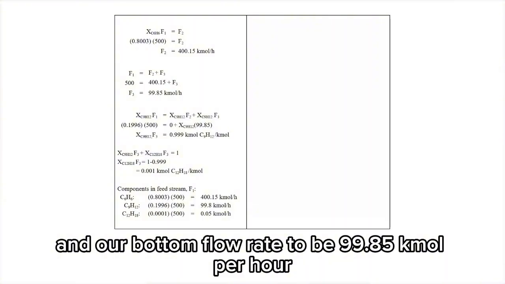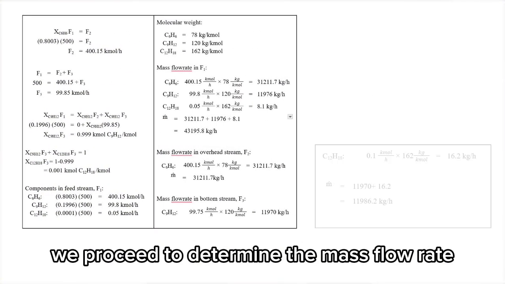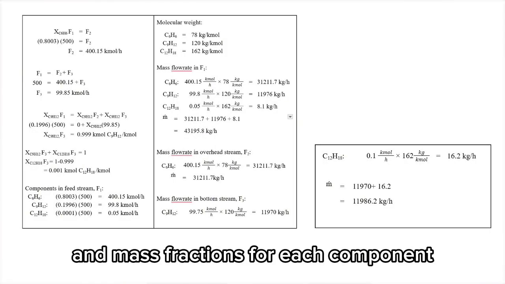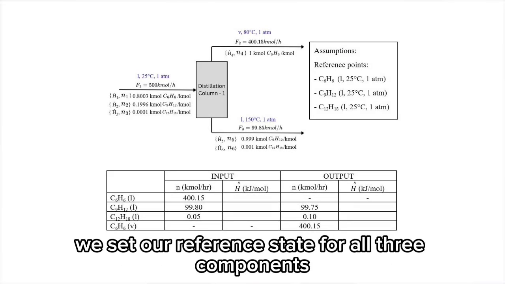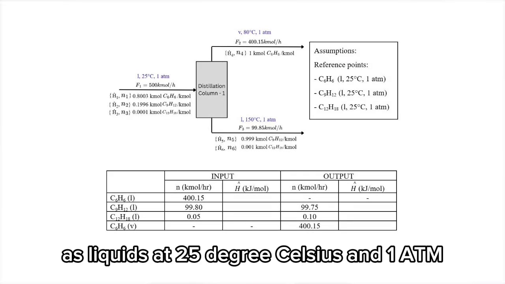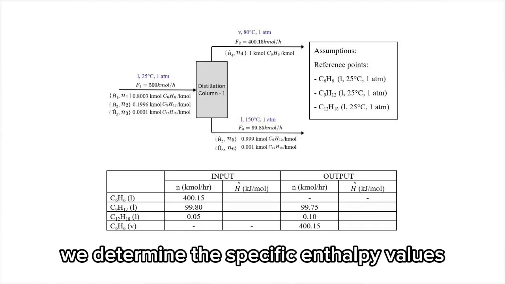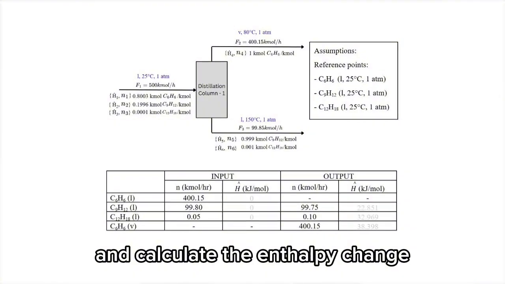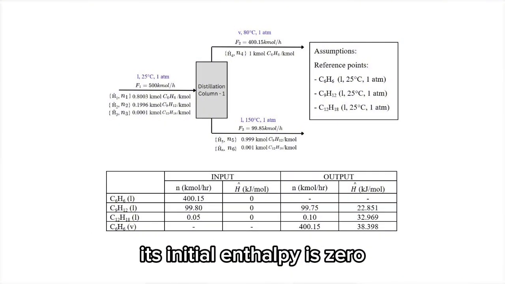99.85 kmol per hour. After obtaining the molar flow rates, we proceed to determine the mass flow rate and mass fractions for each component. This step converts the molar basis into a mass basis. Moving to the energy balance, we set our reference state for all three components as liquids at 25 degrees Celsius and 1 atm. Using these reference conditions, we determine the specific enthalpy values and calculate the enthalpy change. Since the feed enters at the reference temperature, its initial enthalpy is 0.